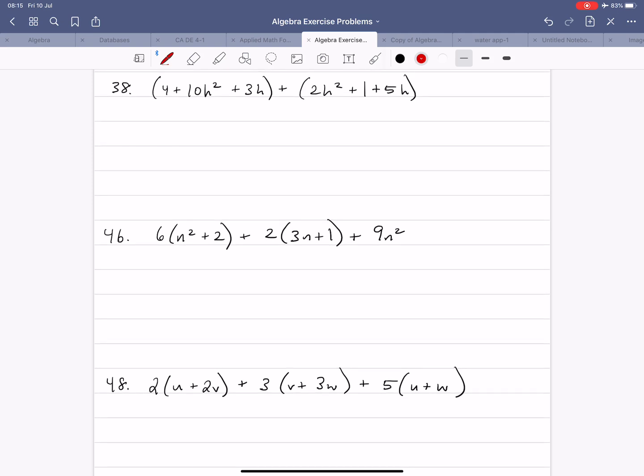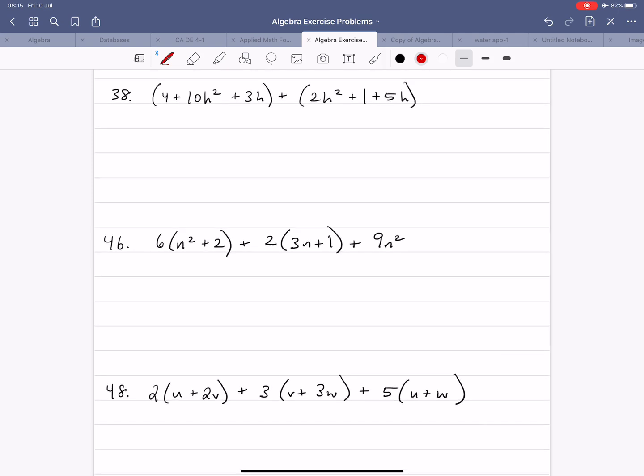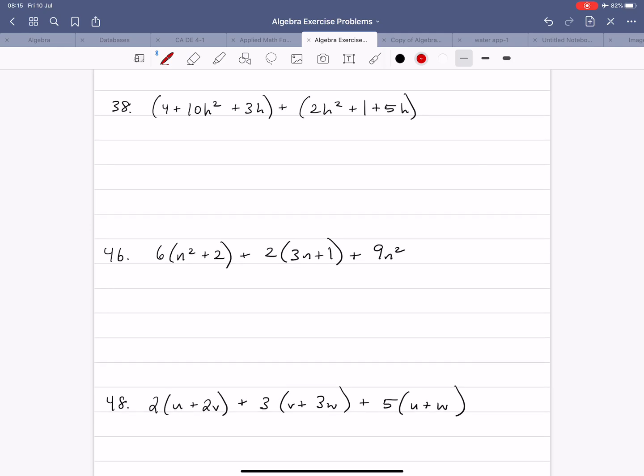Let's do another example. We're going to do this number 46 here. So here I have two terms that have n squared. Those are going to get combined together. I have just one term with n, so there's nothing that I'm going to be able to combine that with. And then I've got some integers here. And those will get combined.